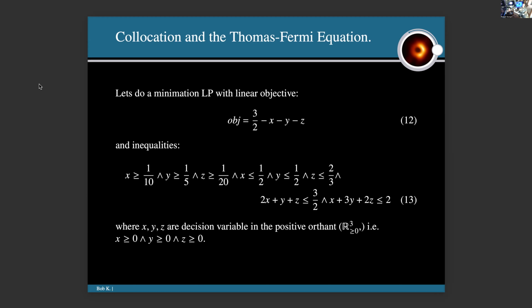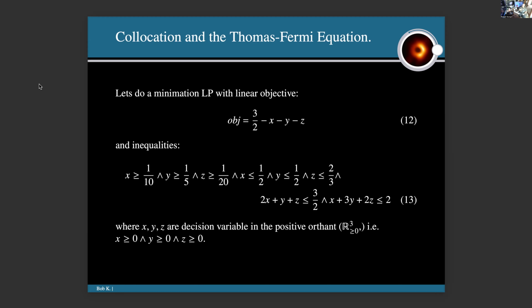x is going to be greater than 1/10. y is going to be greater than 1/5. z is going to be greater than 1/20. x is going to be less than a half. y is going to be less than a half. And z is going to be less than 2/3. And 2x plus y plus z is going to be less than or equal to 3/2. And x plus 3y plus 2z is less than or equal to 2.